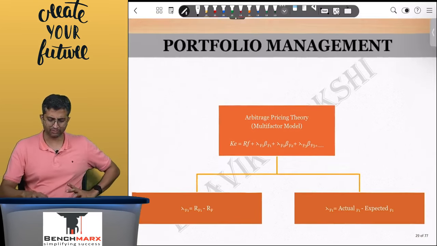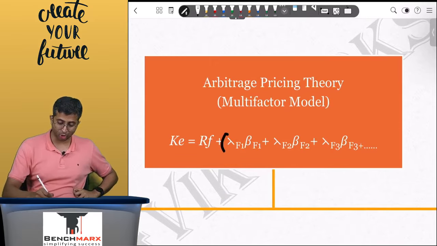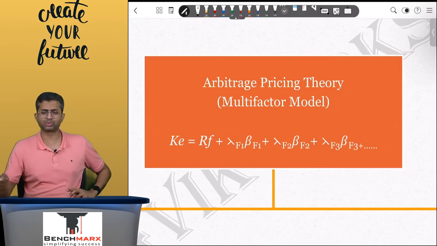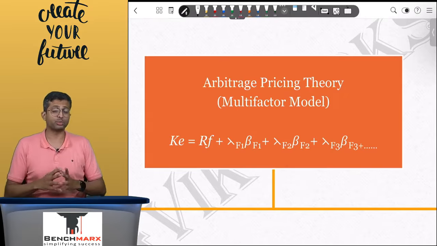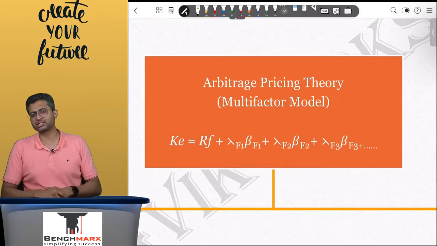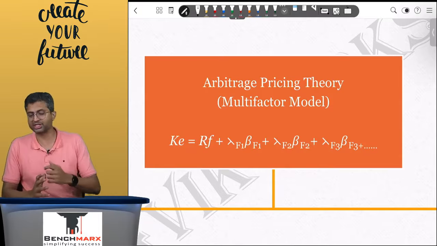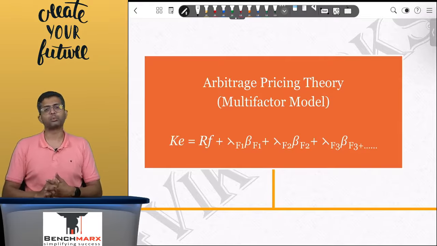So the KE over here will be the risk-free rate plus the risk premium, which is also called lambda of factor 1 into beta of factor 1, plus the risk premium of factor 2 into the beta of factor 2, and so on, depending on the number of factors. Now this makes the formula open-ended. Though theoretically very sound, because of the open-endedness in the selection of these factors, the formula is not very frequently used.